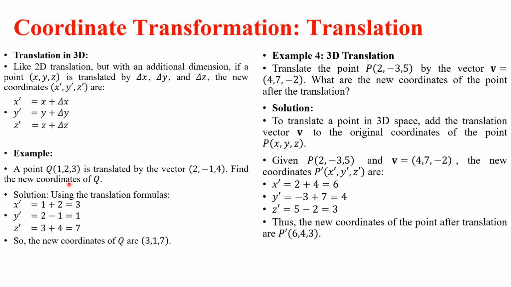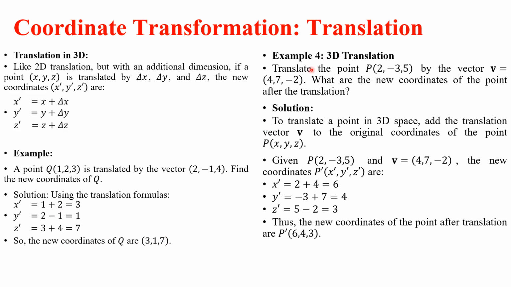So what we do is simply add up each of the coordinates with the translation vector for each. That will mean 1 plus 2, 2 plus -1, and 3 plus 4. Now that has been done here to arrive at the new coordinates of Q. So the new coordinates of Q are 3, 1, and 7.